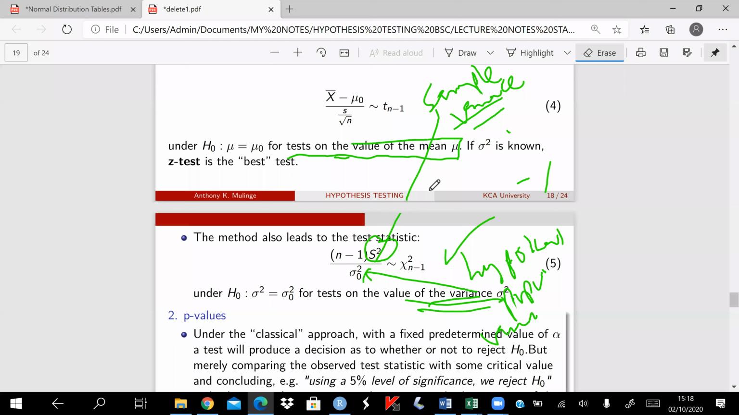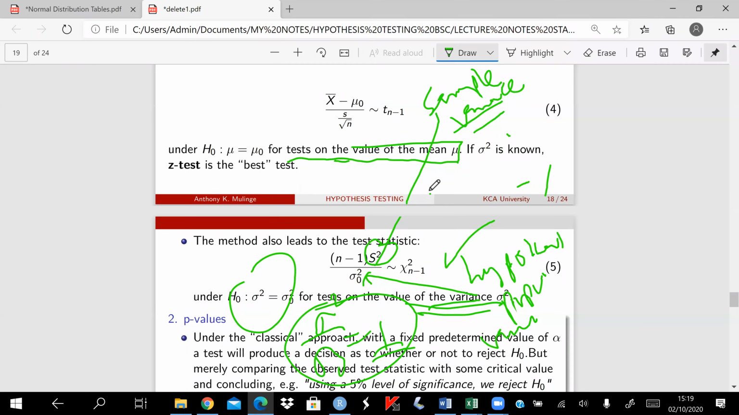The t-test, when normality is assumed, the t-test, the z-test, and also the chi-square test there, because we have seen, or maybe you know, that a chi-square is obtainable from a standard normal distribution. So next, I want us to look at p-values. The p-values are much more informative than some of the tests that we have mentioned up there.